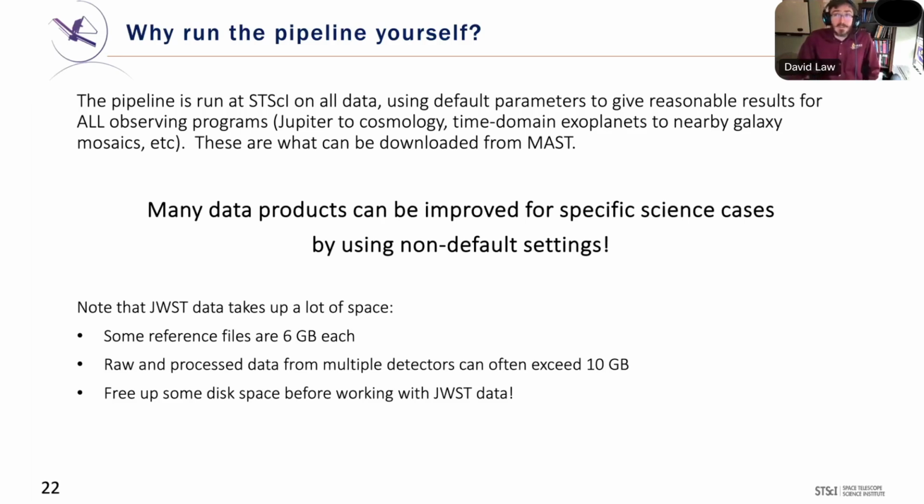A couple things to keep in mind when you're reducing your own data, namely it takes up a lot of space. So keep in mind you'll need a number of gigabytes available on your machine to process data. Some reference files, for instance, are 6 gigabytes each. We're working on seeing if we can cut that down in future, but the raw data itself, if you're working with multiple NIRCam observations, for instance, many different cameras reading out for a long ramp for 15 minutes, the raw data files themselves can often be 10 gigabytes or more. So free up some disk space before you start working with Webb data so that you don't run out.